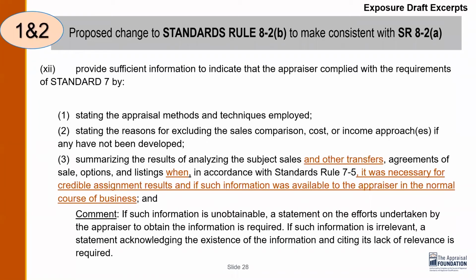essentially, stakeholders pointed out, why does it seem that these requirements are different? We are clarifying this language to make sure that people understand there is no difference between a requirement for an appraisal report and a restricted appraisal report. So as you can see, the additional proposed language about sales and transfers lives here. And it should be noted that the requirement to analyze sales and transfers in 7-5 differs from 1-5 because the requirement in 7-5 applies only when necessary for credible assignment results.